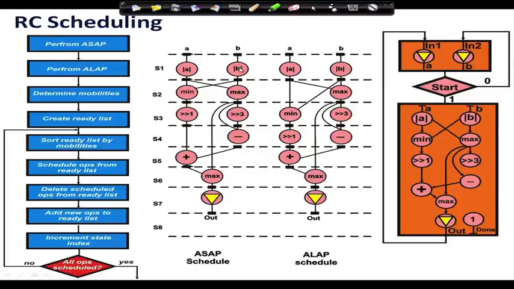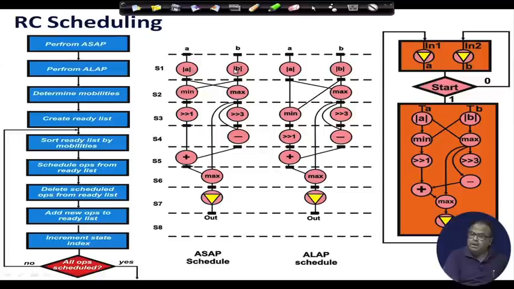Next, I schedule B, and once B is scheduled, then what comes in the ready list? Min and max, both come in the ready list. Now, out of this min and max, which one has got more mobility? Min has got more mobility, max has got less mobility. Therefore, max appears at the top of the list and min below. Therefore, I now schedule max. As soon as max is scheduled, what becomes ready? What is there in my ready list? Min is already there in my ready list with mobility 1, and now shift comes to my ready list. Now, shift has got lesser mobility.